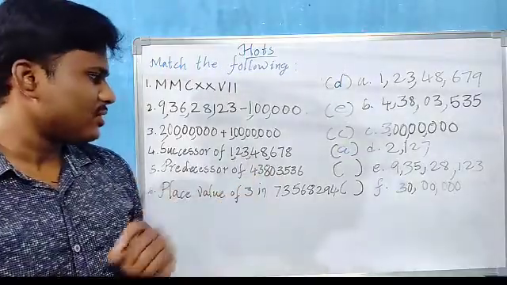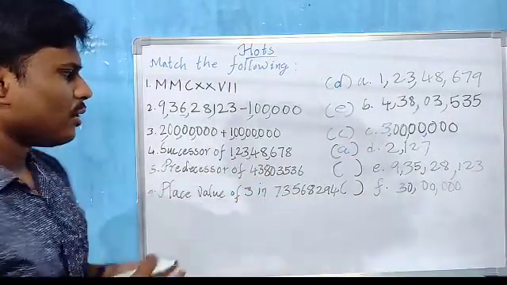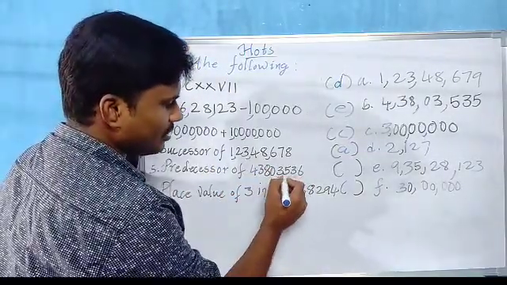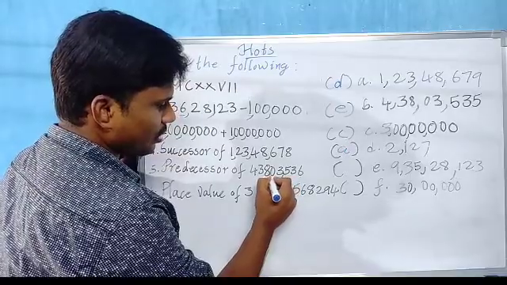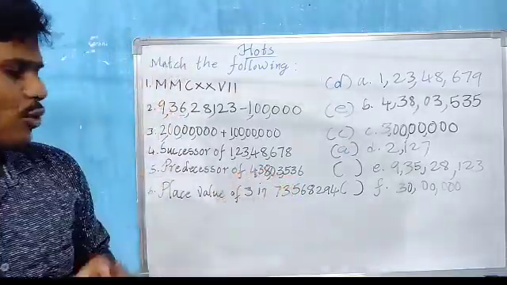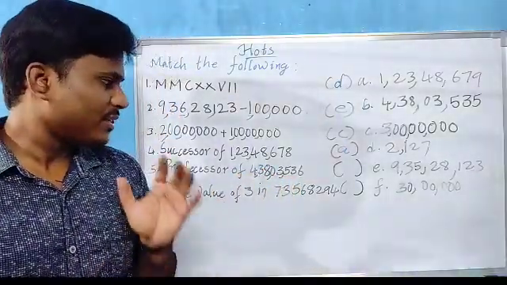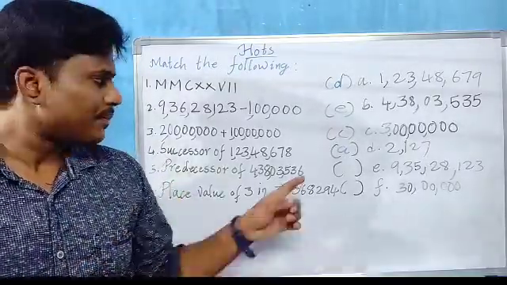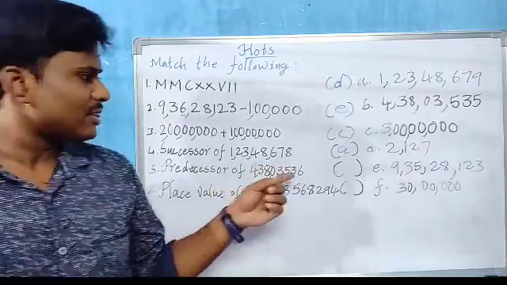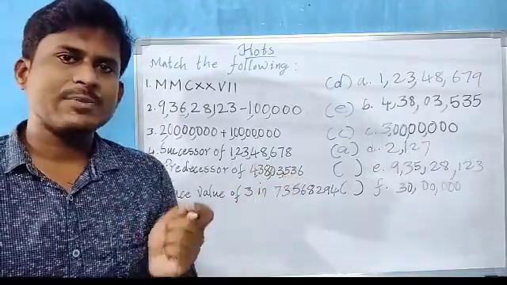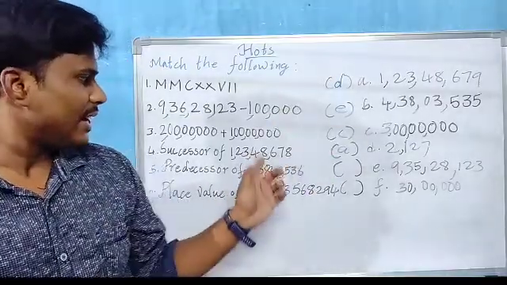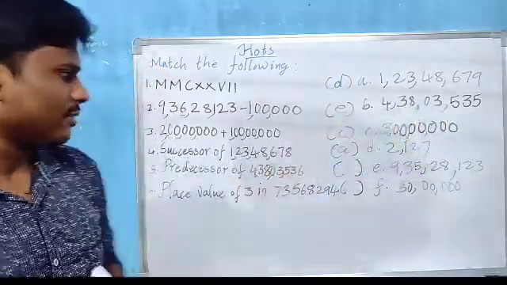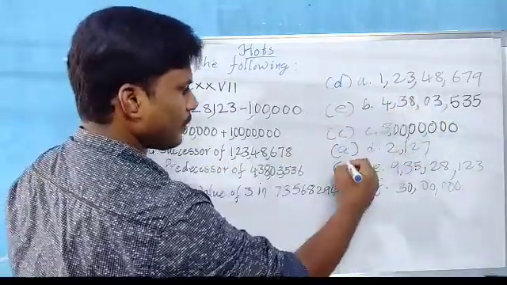Predecessor of this number, children. If you go, what is the number? Ones, tens, hundreds, thousands, 10,000s, lakhs, 10 lakhs. So 4 crore 38 lakh 3,536. What's the predecessor? Means minus 1. So the last digit, in the ones place we have 6. 6 minus 1 gives us 5. Check here, children. So option B.